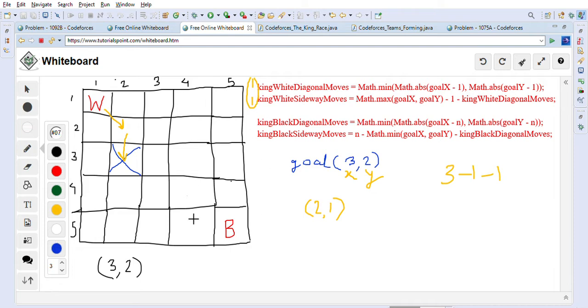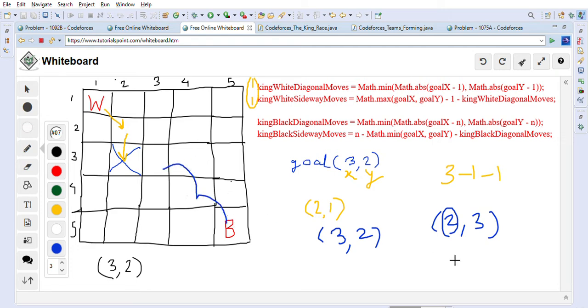Similarly, now we want to calculate for the black king. Goal is again 3 comma 2, and our position is 5 comma 5. So we find goal x minus x, so 3 minus 5, which is 2 in absolute value, and the y value is 2 minus 5, which is 3. Then we take the minimum of this. The minimum is 2, so he will make 2 diagonal moves. How will he make them? Like this is one move and this is another move.